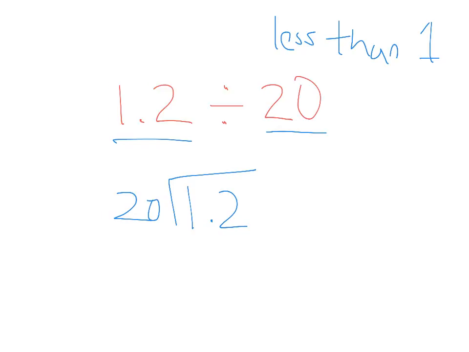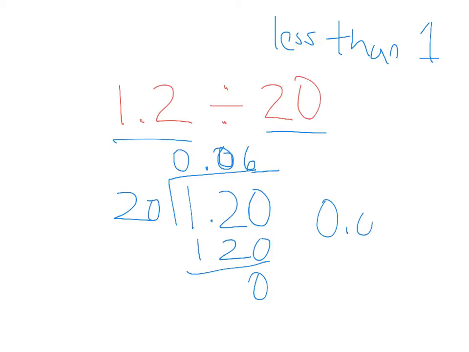Okay, does 20 go into 1? I got to put that decimal up there first. Does 20 go into 1? Nope. Does 20 go into 12? No. Remember what I just said about adding a number? I can add that 0 there. Does 20 go into 120? Yes, it does. It goes in 6 times. So my answer is going to be 0.06.